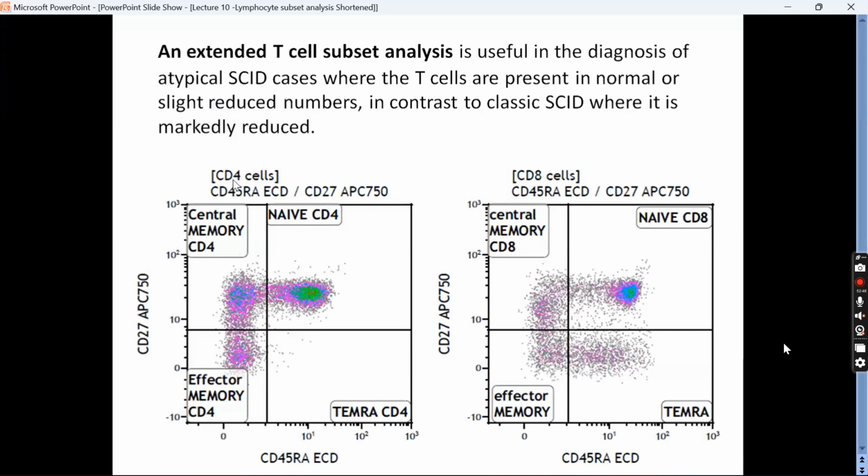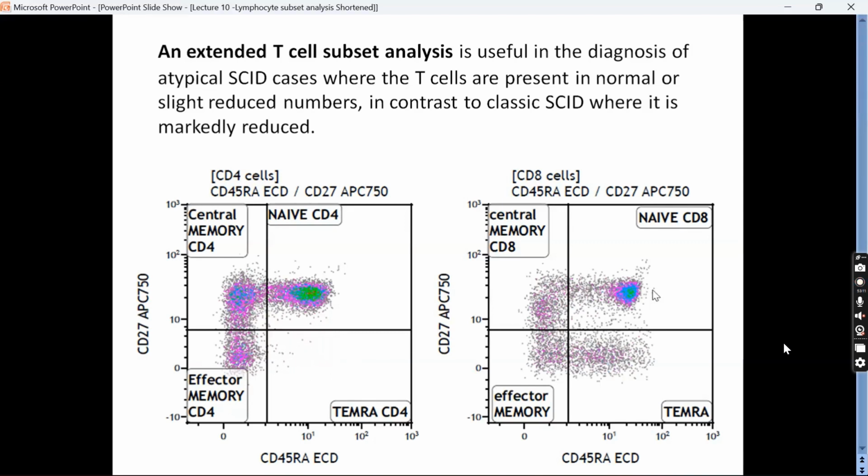Now getting the CD4 cells across CD27 and RA tells me about naive cells, which are positive for both RA and 27, central memory cells, which are negative for RA and positive for 27, and effector memory cells, which are negative for both RA and 27. And here is where the terminally differentiated CD4 positive cells fall.